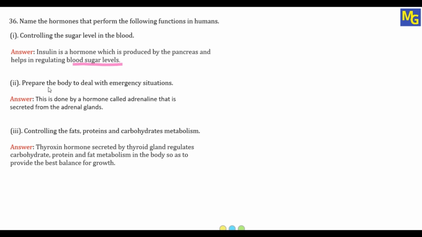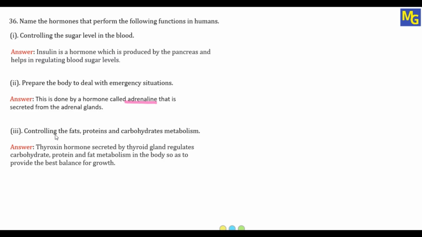So, second one, prepare the body to deal with emergency situations. Emergency situations means either to run away or to fight with the situation. For both the situations, we require more amount of energy and that's why it is called an emergency situation. So here the hormone helping us is adrenaline, which is secreted by the gland called adrenal gland. When this hormone is secreted, a large amount of oxygen is supplied to our muscles, and that oxygen is used to break down the glucose and produce more energy. With the help of that energy, we can handle the emergency situation. So here the hormone is adrenaline.